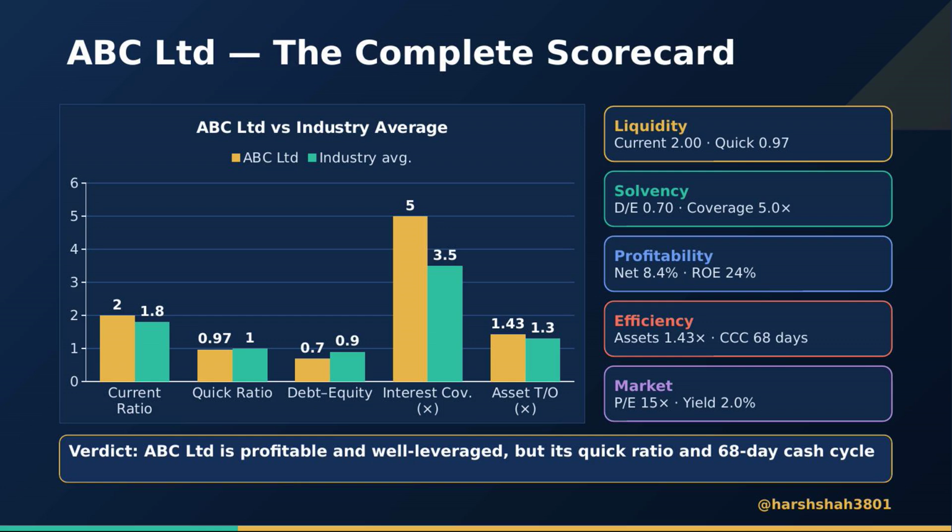On profitability, net margin is 8.4% and ROE is a strong 24%. On efficiency, asset turnover is 1.43 times with a cash conversion cycle of 68 days. And on market ratios, the PE is 15 times with a 2% dividend yield. So, what's our verdict? ABC Limited is profitable and well leveraged, but its quick ratio and its 68-day cash cycle are two things I'd want to keep watching closely.